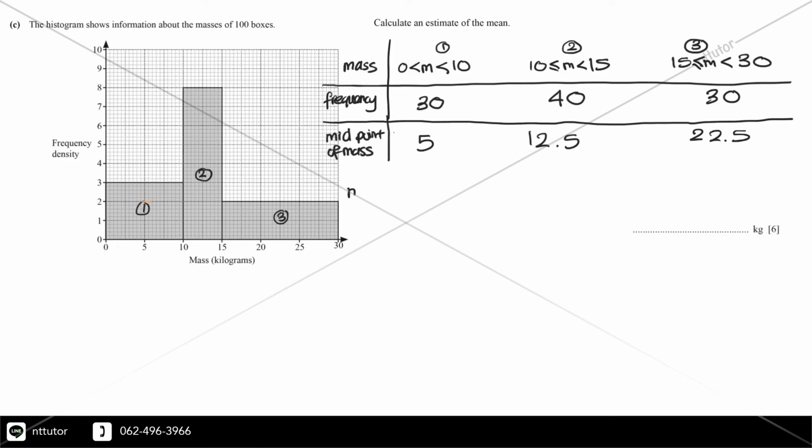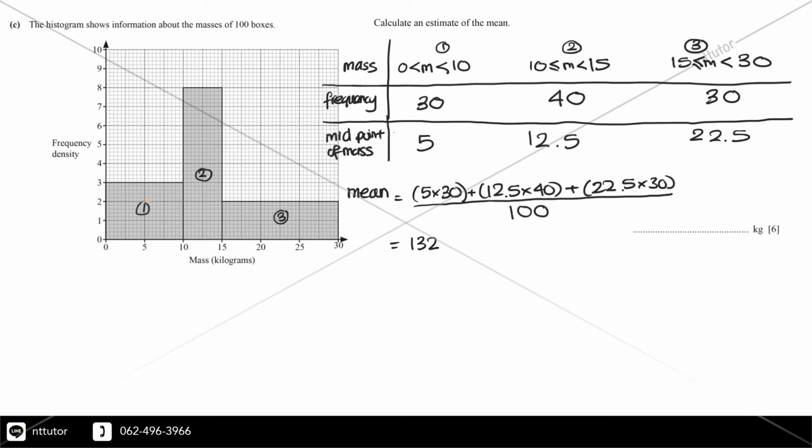And then the mean equals the total mass divided by the number of boxes. So to calculate the total mass by using the midpoint, we would do 5 multiplied by a frequency of 30 plus 12.5 multiplied by a frequency of 40 plus 22.5 multiplied by 30, divided by the total number of boxes, which is 100. And that equals 13.25. So the mean mass of the boxes is 13.25.